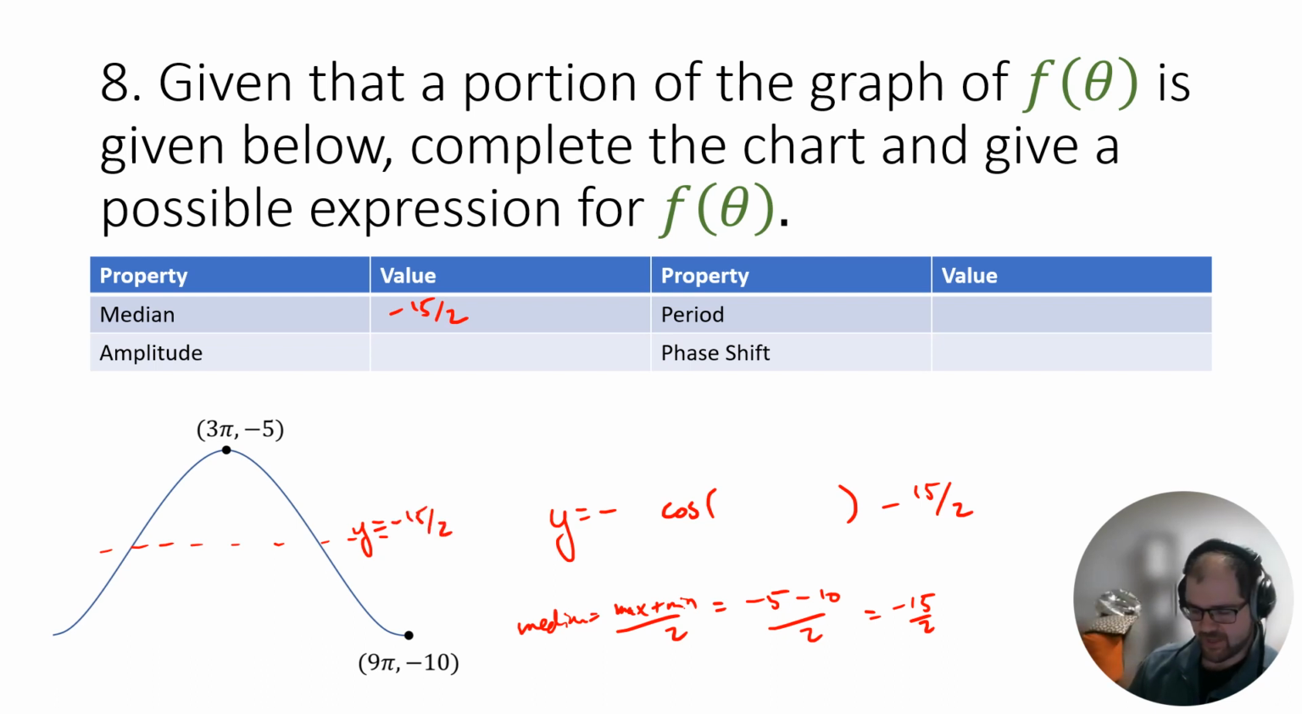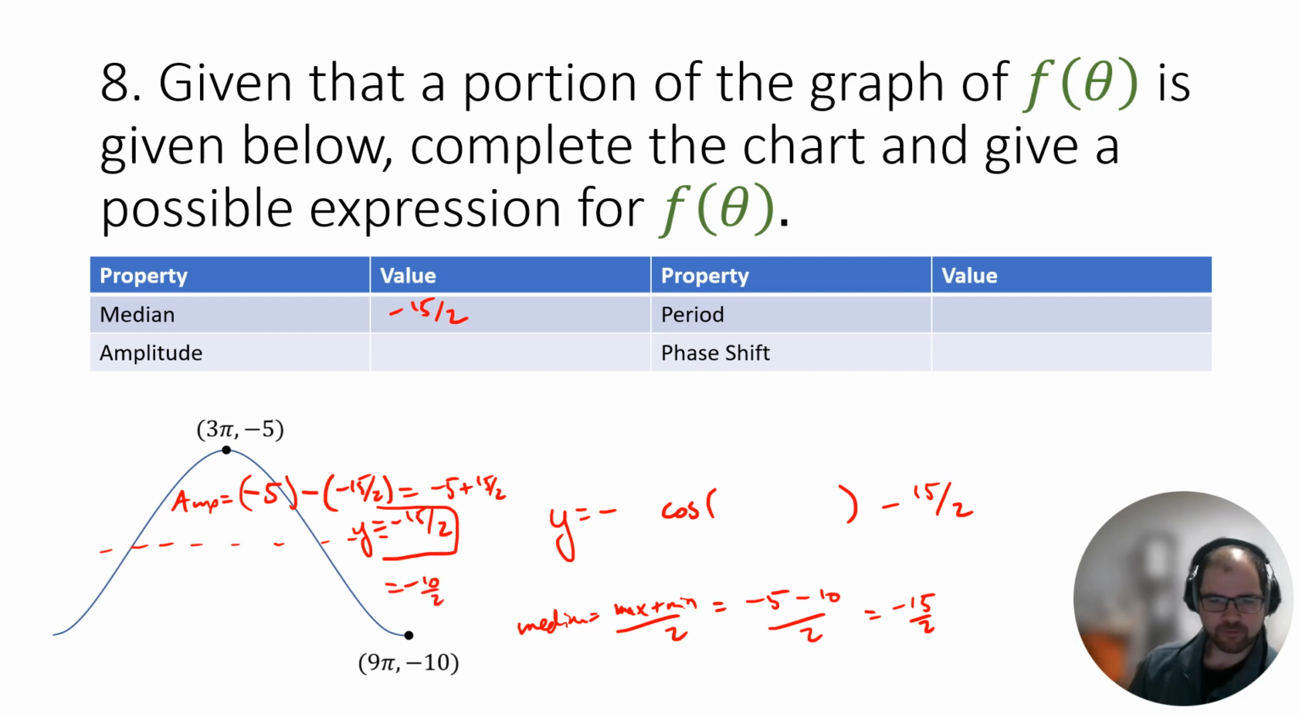Now, in terms of the amplitude, we need to determine the distance from the maximum to the median, or the median to the minimum, either way. So the amplitude is the distance between -5 and -15 over 2. So I compute the difference, -5 minus -15 over 2. That's -5 plus 15 over 2, which works out to be, let's make that a little cleaner, -10 over 2 plus 15 over 2, or just 5/2. So our amplitude is 5/2, so I put that here.